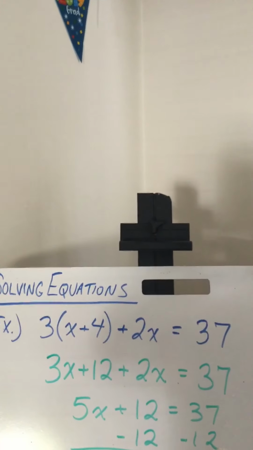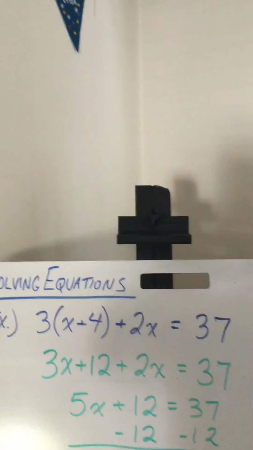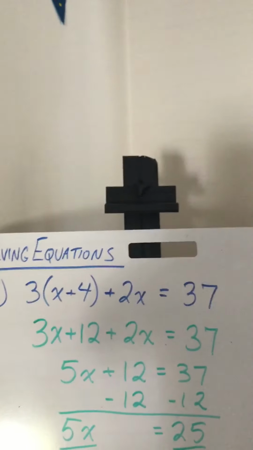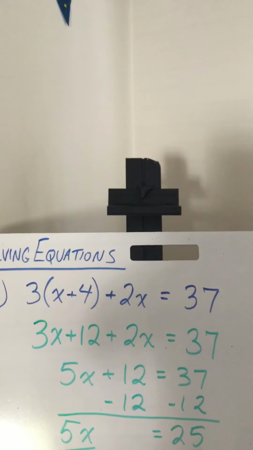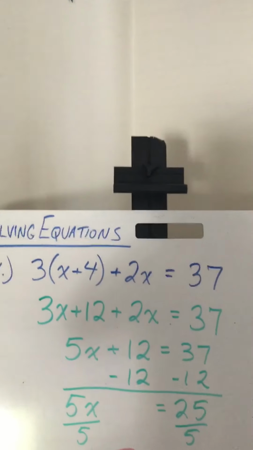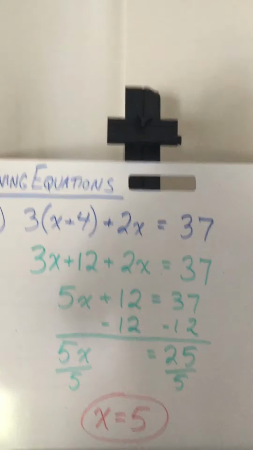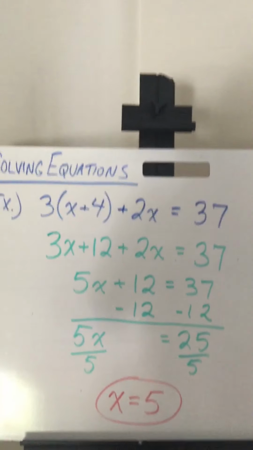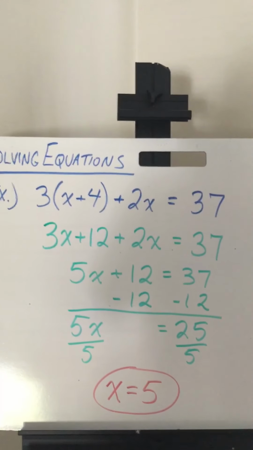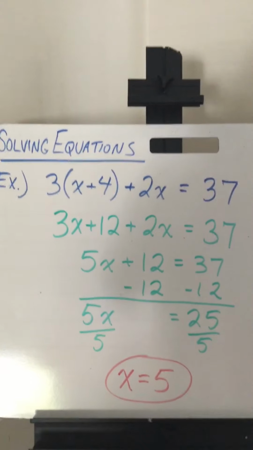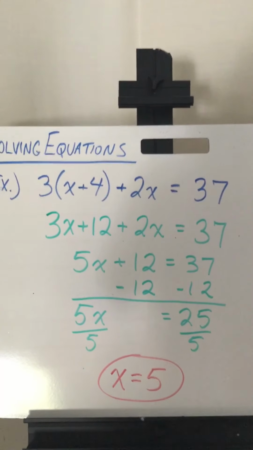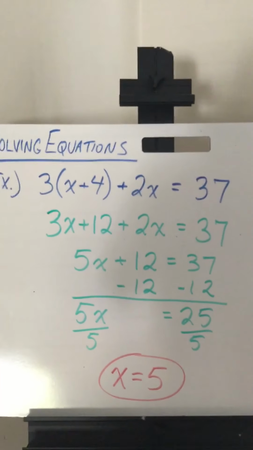You subtract 12 from both sides. And then I will say, okay, you get 5x equals 25. What do you do? Well, you divide by 5, and then you get x equals 5. I always write my problems in blue and my work in green and my answer in red. You don't have to do that, but that's how I make it work.